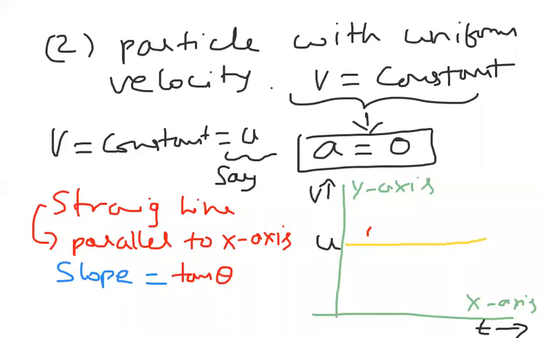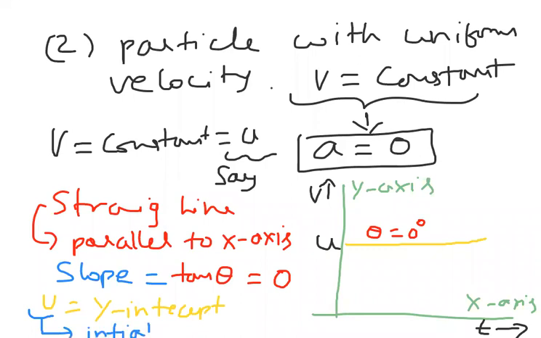Here the theta value is 0, so I can write that the slope is equal to 0. Slope is 0. No slope here. So what is u? U is also called the y-intercept. Y-intercept is positive, so we have taken from the positive y-axis, and u is the initial velocity. As velocity is constant, whatever the initial velocity is, the same velocity continues.